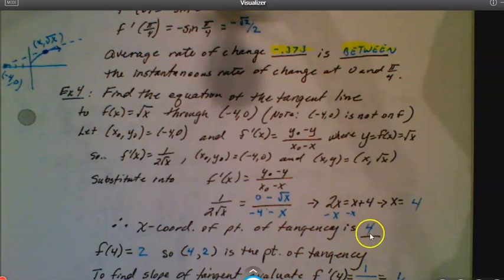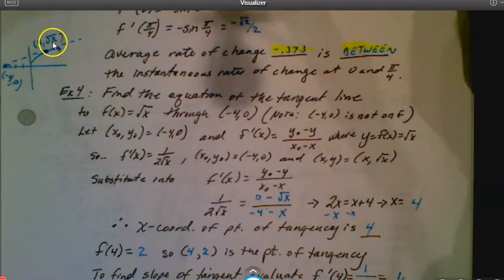So our x coordinate we just figured out is 4 at our point of tangency. So right here we have x equals 4. Of course, if I plug that 4 into my function, I have the square root of 4, which would be 2. So at (4, 2), right there we have our point of tangency.